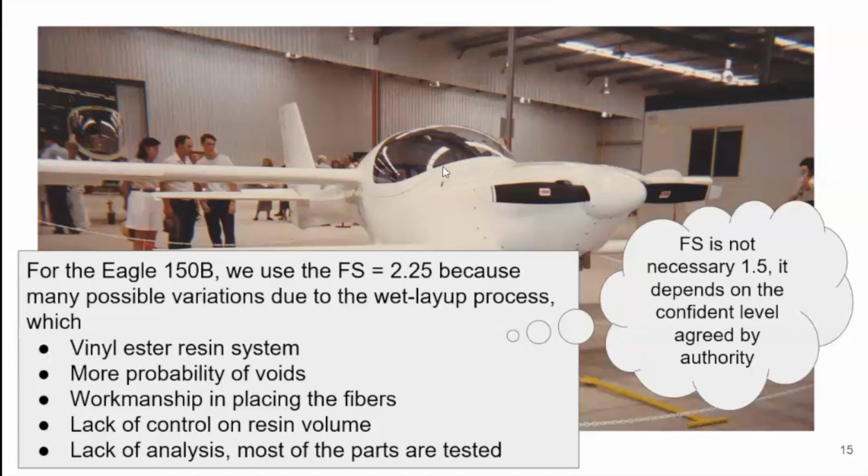It still requires a human to lay up and to compact it before you apply the vacuum bag. And workmanship in placing the fiber orientations 0, 90, plus 45. We have to lay them, depending on the skill of the person working on it. And resin control volume also depends on the person, how much resin they apply. As you lay up, you apply the resin. You lay out the fiber, apply the resin, and that is also human skill.